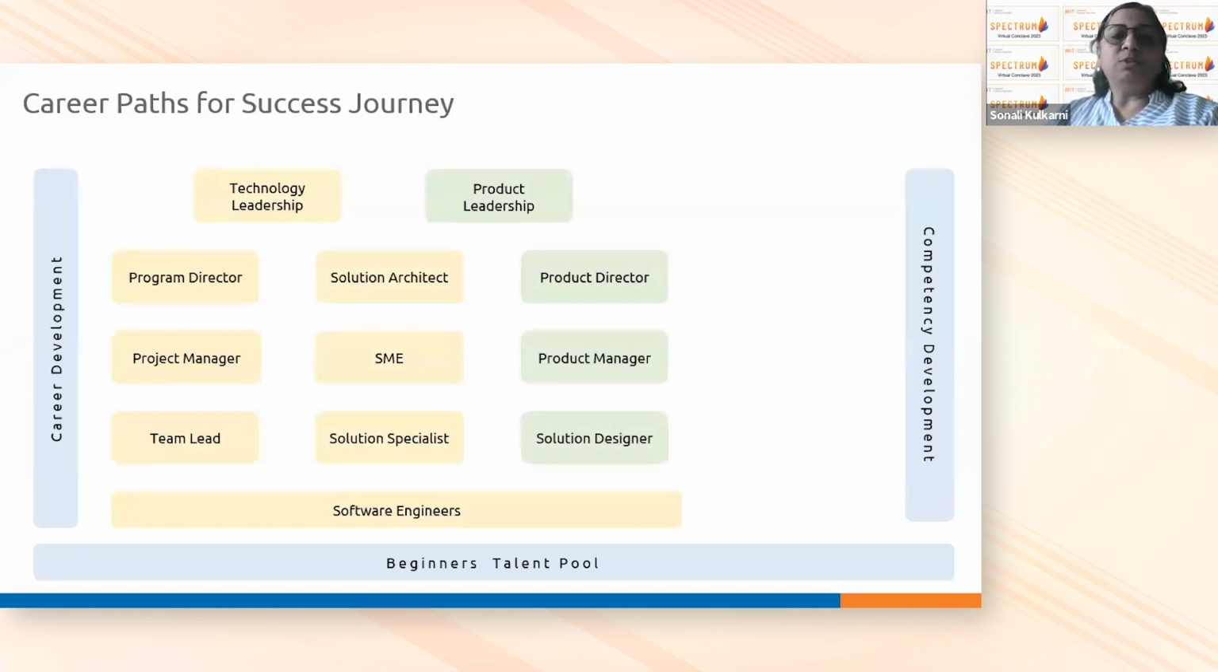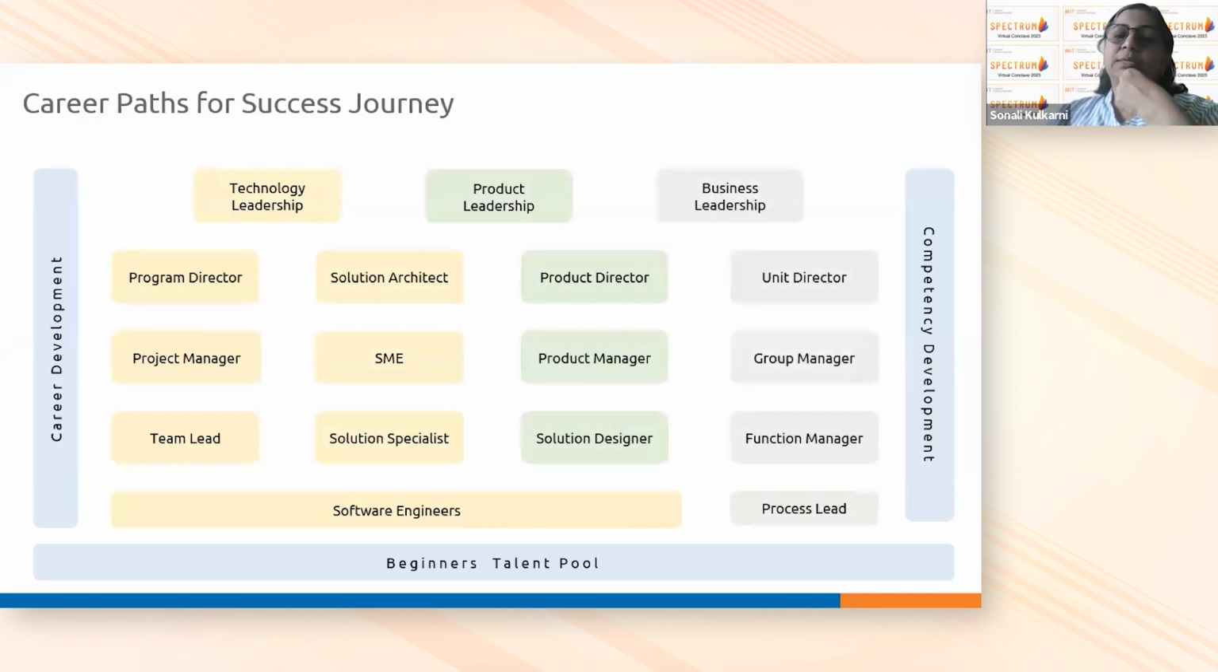So technology roles, product leadership roles, as well as process lead, functional manager, group manager, unit director. These are the business leadership programs. So these are various careers or roles. And again, it is not limited to this. I've taken some very, very selective roles. The roles can be many, and can be divided across technology, product, and business leadership roles.